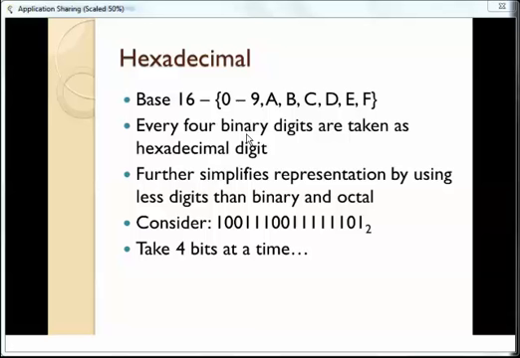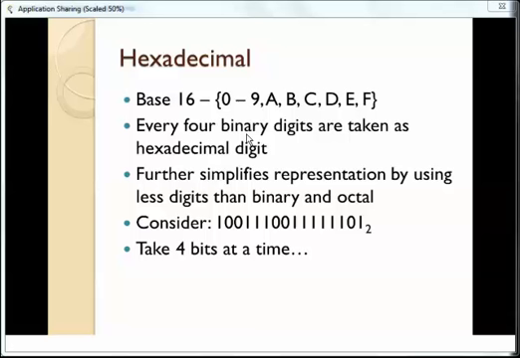So there are 16 symbols. The great thing about hexadecimal, much like octal, is that we can really simplify our systems because every 4 binary digits are taken as a hexadecimal digit. So again, this further simplifies any representation by using far fewer digits than binary or even octal. And this is one of the primary advantages of using a hexadecimal-based system in any underlying programming language, or for circuit reduction and so forth, by having a base 16 system.